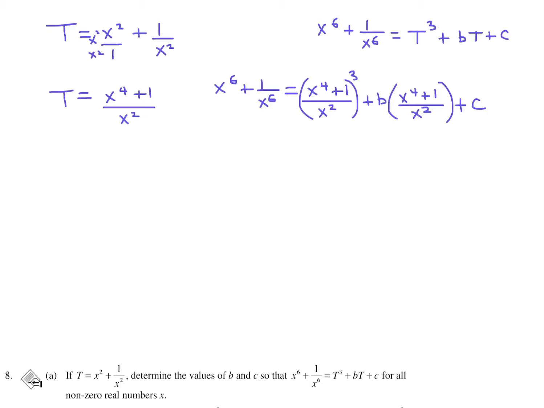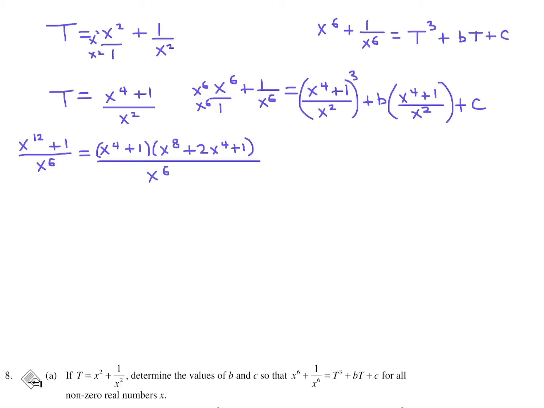On this side, I'll just add the fraction here, multiply top and bottom by x to the power of 6. So I get x to the power of 12 plus 1 all over x to the power of 6. And on this side, I've got to expand this. All right, a lot of fun. x to the power of 4 plus 1, and then I've got x to the power of 8 plus 2 times x to the power of 4 plus 1, and that's all over x to the power of 6. And then this one, bx to the power of 4 plus b all over x to the power of 2. And this is just c over 1.